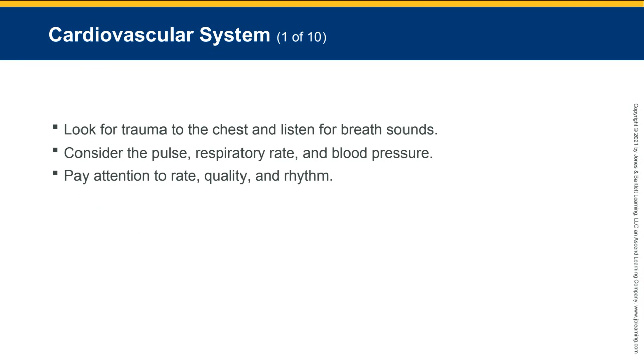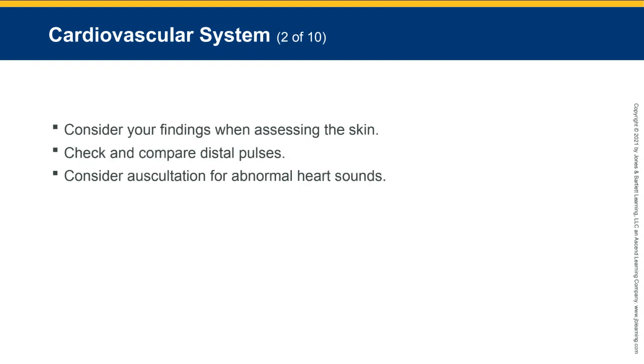Now with the cardiovascular system, look for trauma to the chest and listen to breath sounds. Consider the pulse, respiratory rate, and blood pressure. You can also listen to the heartbeat. That might be appropriate as well. Pay attention to the rate, quality, and rhythm of the pulse, or rate, rhythm, and strength. Consider your findings when assessing the skin. Check and compare distal pulses. Consider auscultation for abnormal heart sounds.